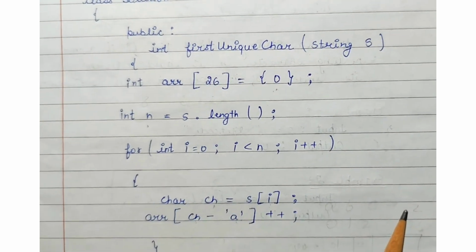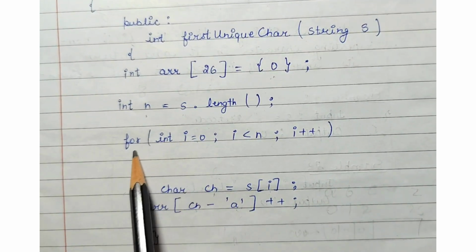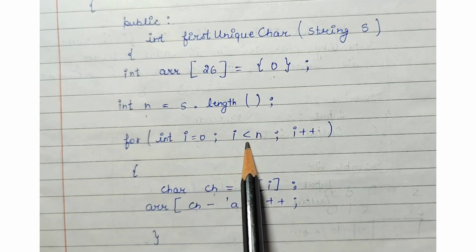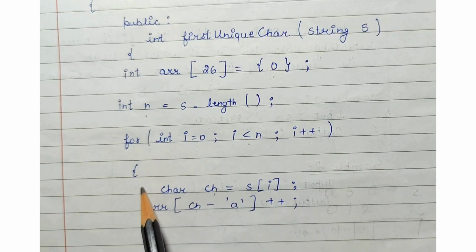Then I implement the for loop for traversing the string. I is equal to 0, I less than n, I plus plus. We traverse this string character by character. That's why I write here char ch is equal to s of I. And using this statement, array of ch minus 'a' plus plus, the frequency is updated for every character in this array.